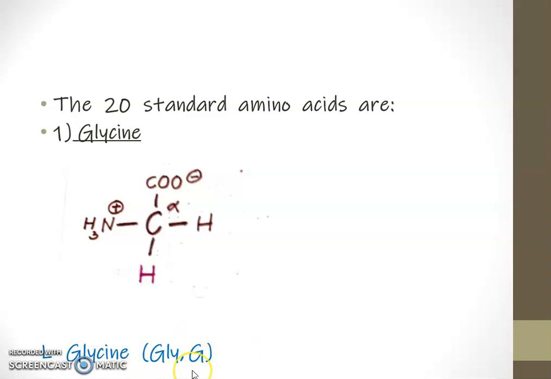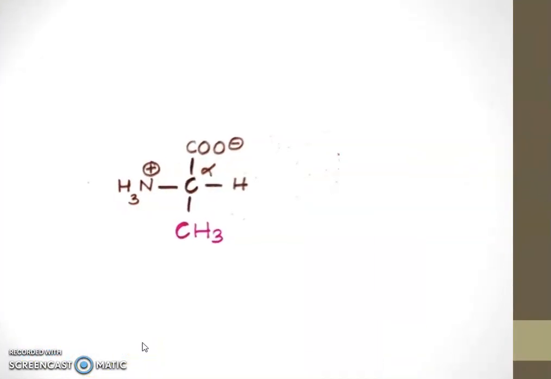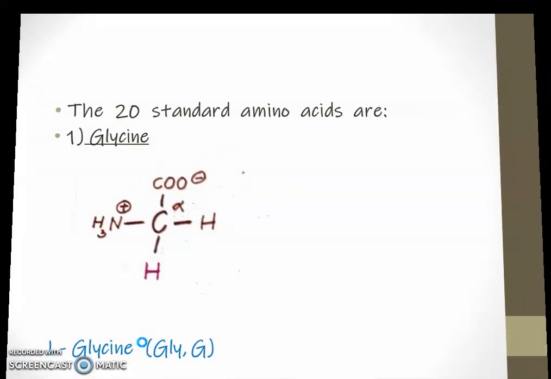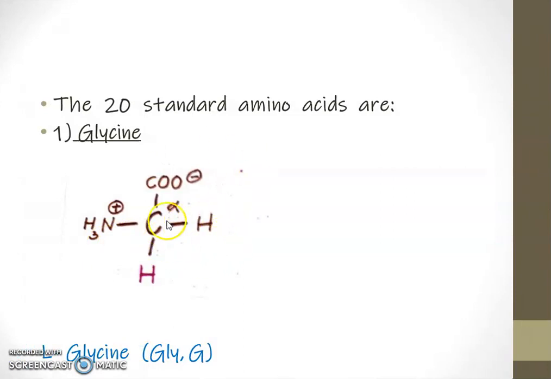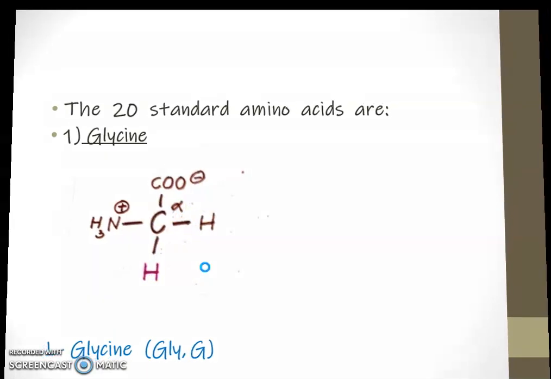But it is not the case for all amino acids. There are certain amino acids where this three-letter abbreviation and one-letter code doesn't coincide with the name of the amino acid. This glycine is optically inactive, as I have already said, because there are two similar groups here, hydrogen and hydrogen.